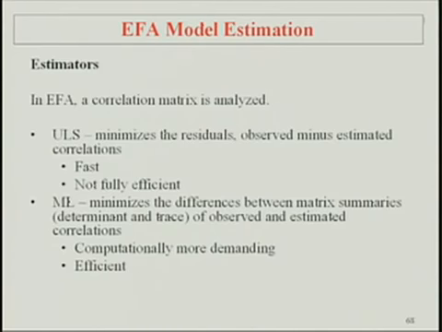Maximum likelihood is computationally more demanding, but it is efficient. And it minimizes the difference not between the correlation matrices, but between matrix summaries, what's called the determinant and the trace of observed and estimated correlations. We used to recommend that people start out with ULS because it was so fast if you had a lot of items, but with all the power in the computers these days, it's really not a concern at this point in time.